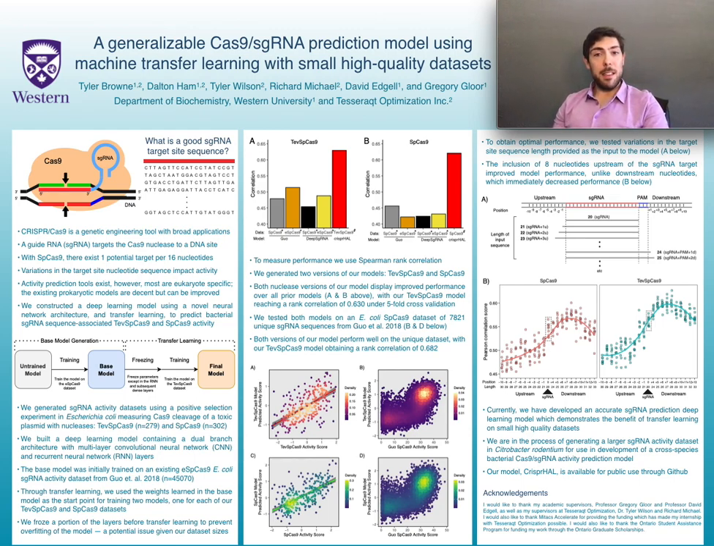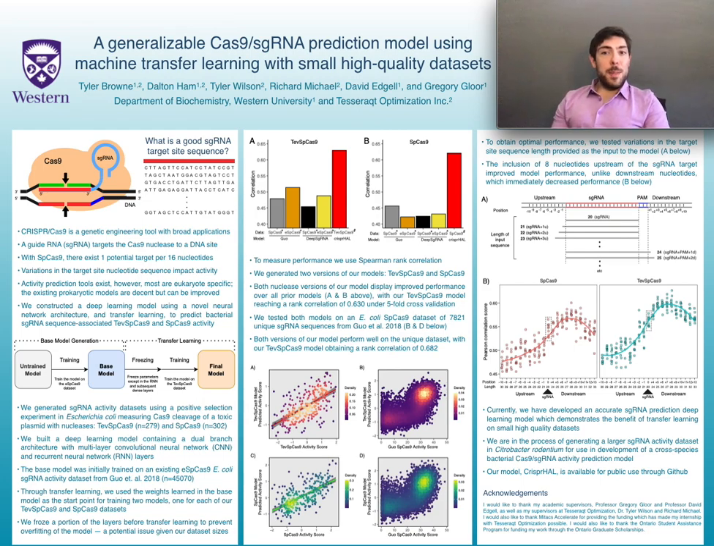To test generalization and ensure that our models are not overfitting on our relatively small datasets, we tested both models on an E. coli SP-Cas9 dataset of about 7,800 unique sgRNA sequences. Both versions of our model performed well on this unique dataset, as you can see below in the middle figures B and D, with our TEV-SP-Cas9 model, figure B, obtaining a rank correlation of 0.68, which is a substantial improvement.